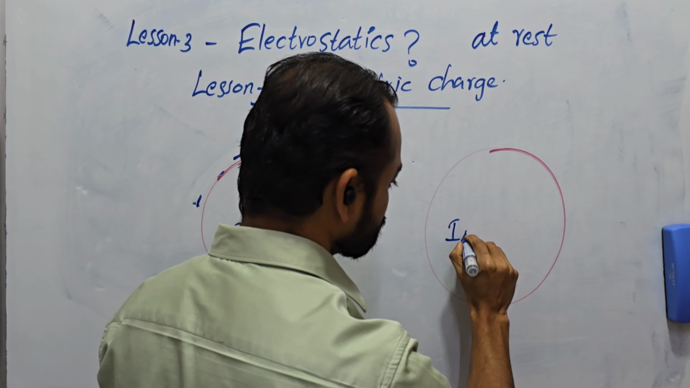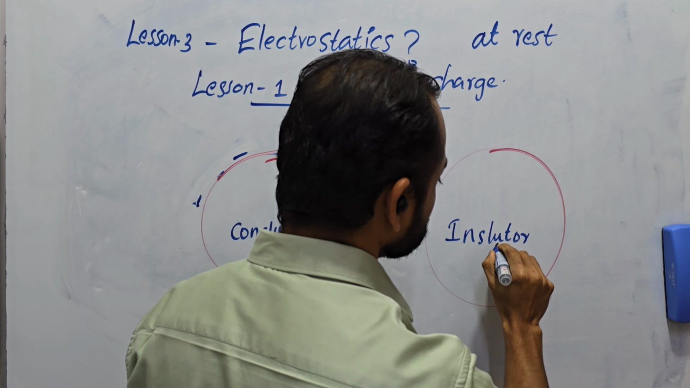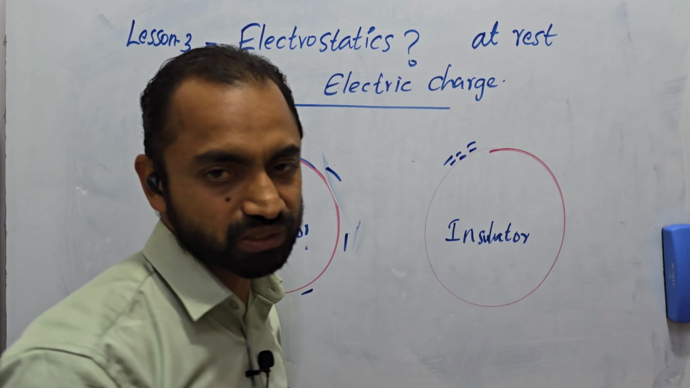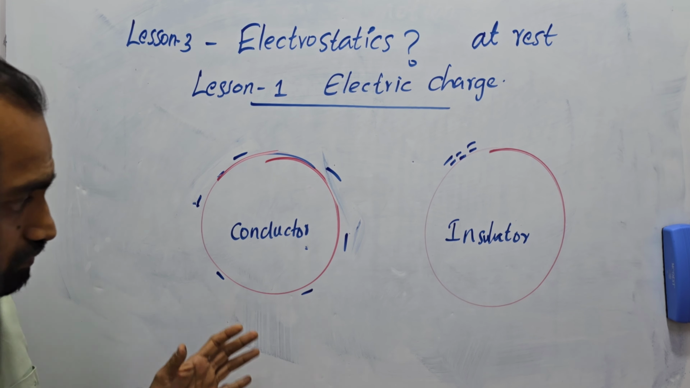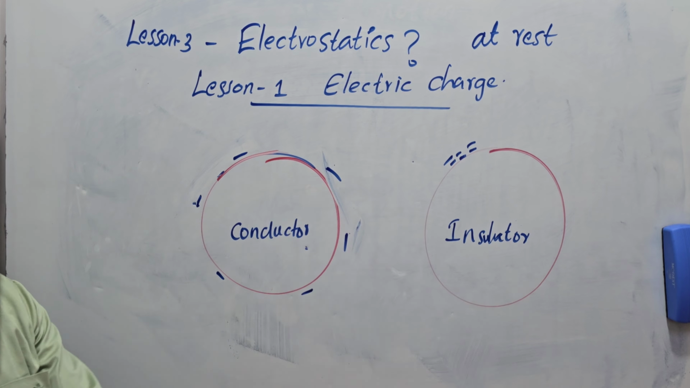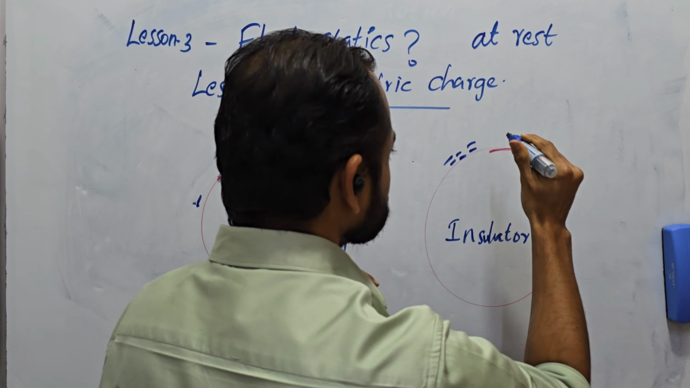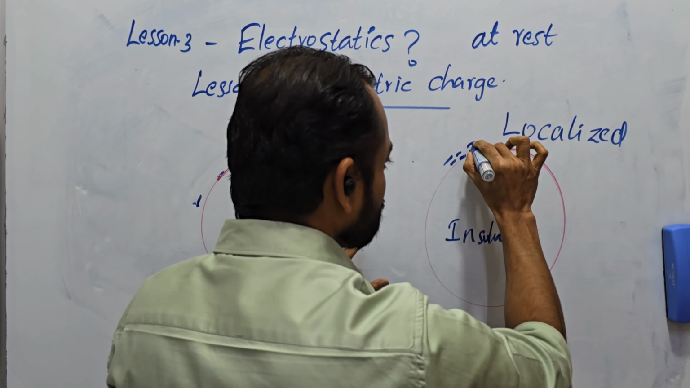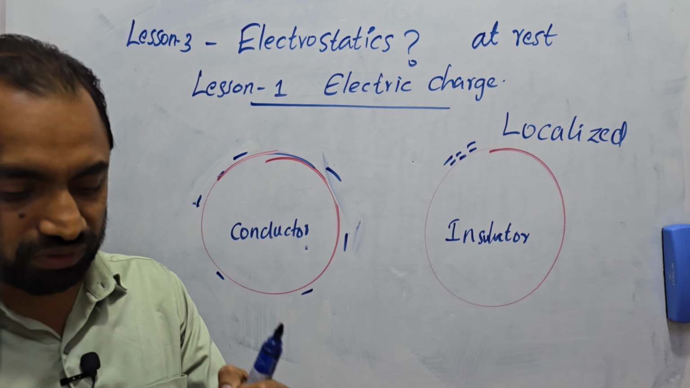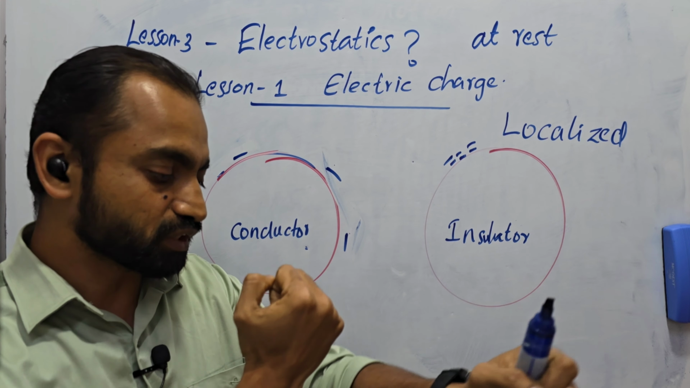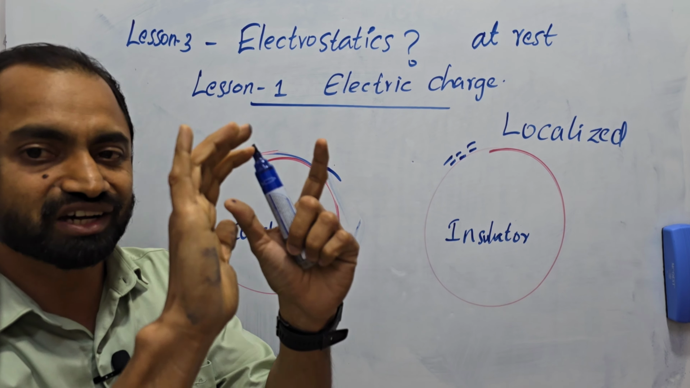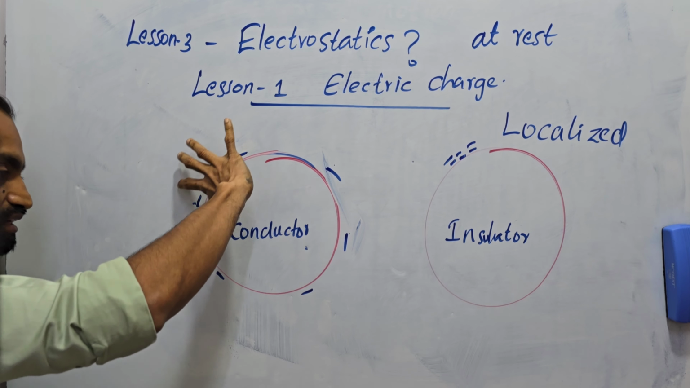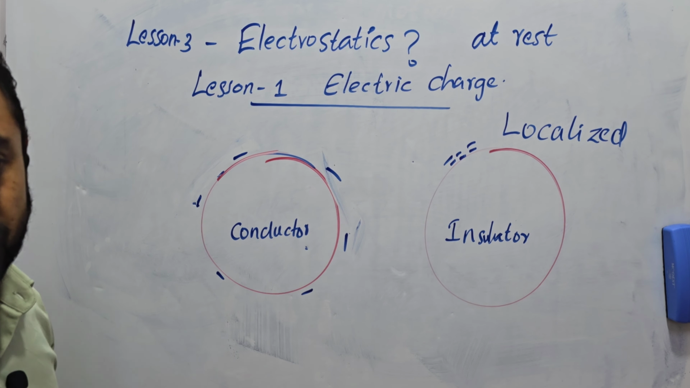What happens in the case of an insulator? It will not be uniformly distributed. For example, you gave some negative charge here. So these negative charges will stay there. It will not move. So here you can see, in a conductor, there is a uniform distribution of charge. But in an insulator, the charge is localized at that region, right? For example, you rub a balloon with your t-shirt. At whatever part you are rubbing, the charge will be there. The charge will not be distributed throughout the surface. But in a conductor, charge will be uniformly distributed on the surface of the conductor.